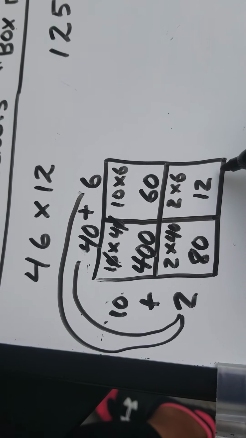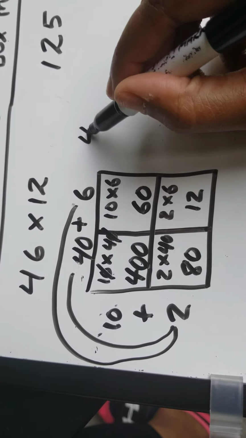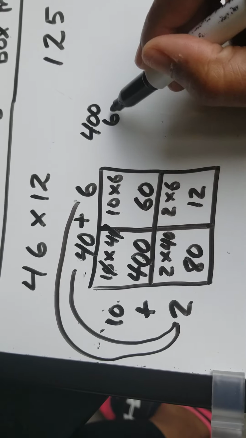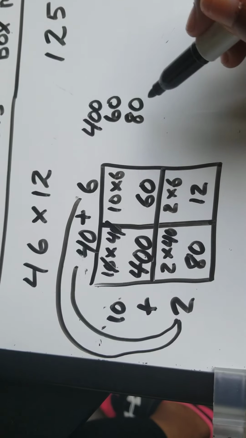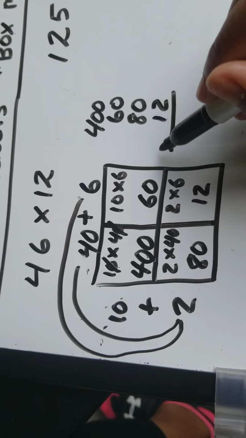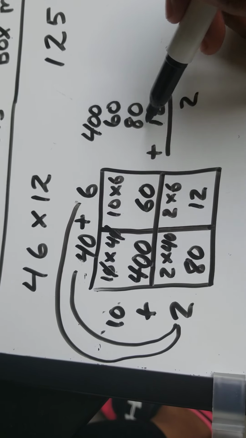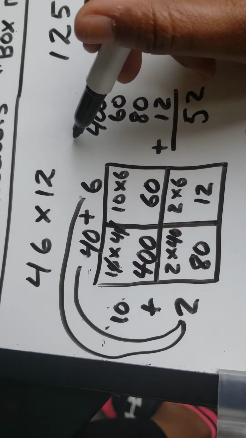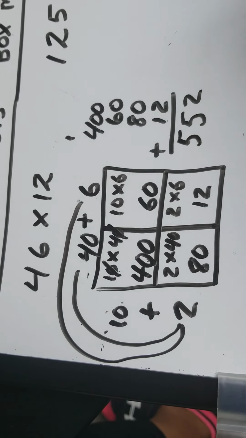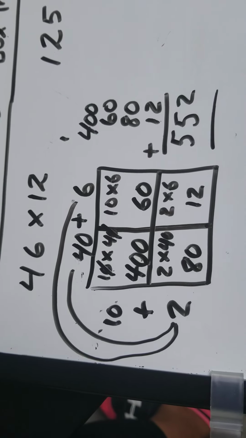We're going to add these partial products. You have 400 plus 60 plus 80 plus 12. It gives you 552.